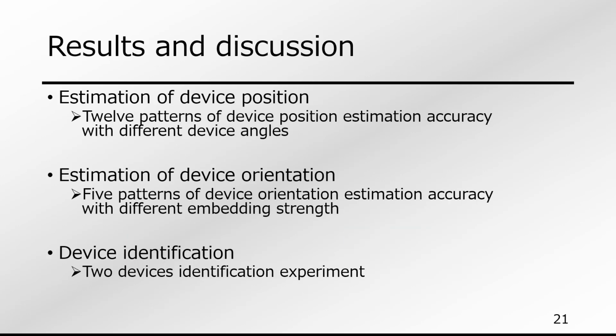About the result and discussion. As before, I will explain in the order of device position estimation, device orientation estimation, and device identification. In the device position estimation, 12 patterns of device position estimation accuracy with different device angles are shown. In device orientation estimation, 5 patterns of device orientation estimation accuracy with different embedding strengths are shown. In device identification, the results of 2 device identification experiments are shown.